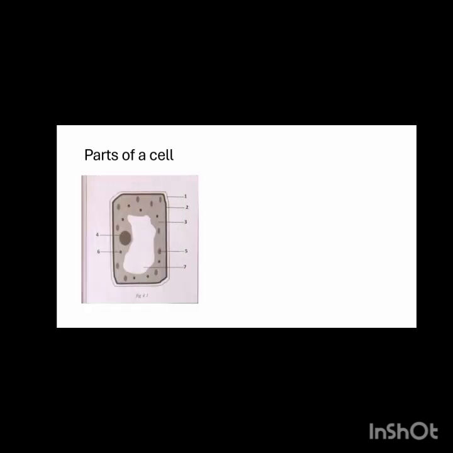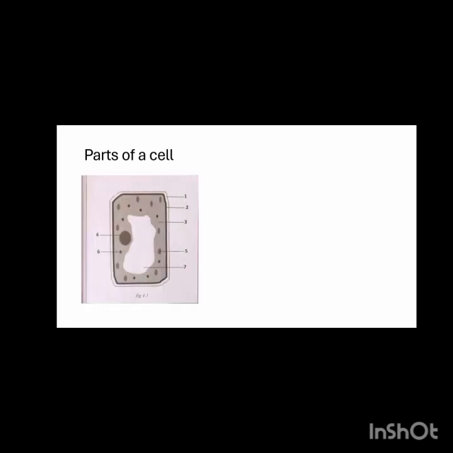Okay, so let's start with the definition. What is a cell? A cell is simply a basic unit of a living organism. That's easy. Okay, so now let's look at parts of the cell. So remember, from our objectives, you should be able to label a plant and an animal cell. Okay, so let's look at our diagrams.